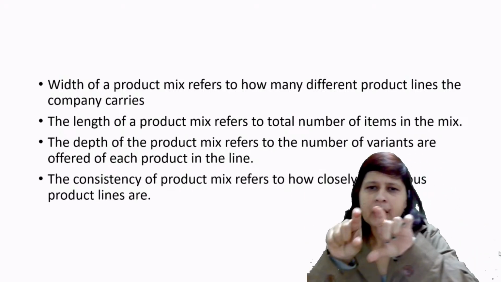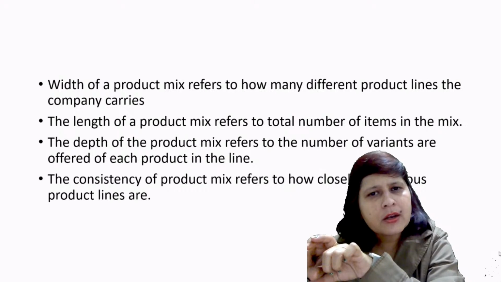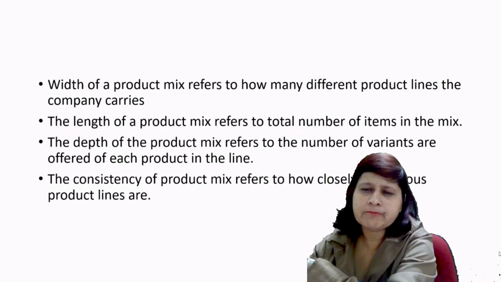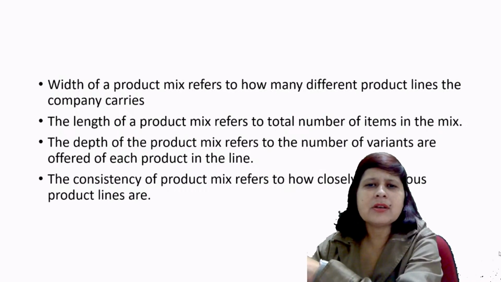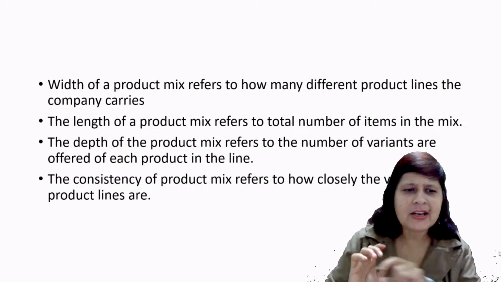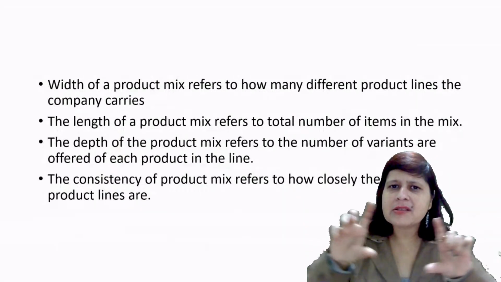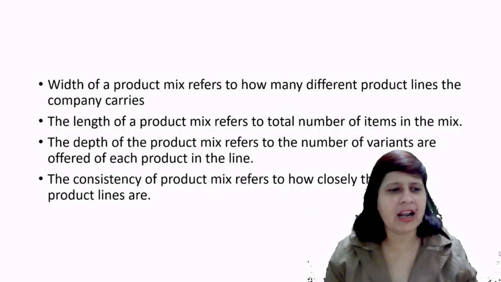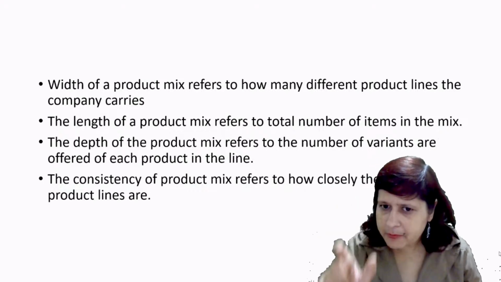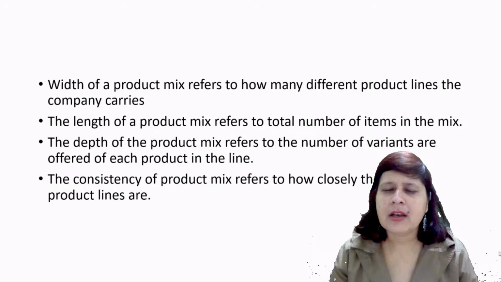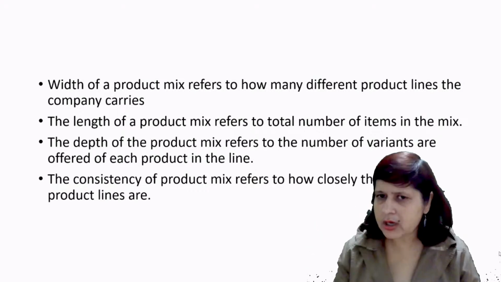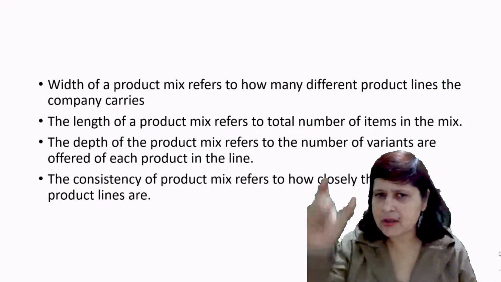Suppose beauty care, electronics, kitchen utility items, garden related products, and then say another product is say electrical products, right? So width of any product mix is how many different product lines the company carries, different segments. The length of the product mix refers to the total number of items in the mix. The total number of items in the mix, that is the length of the product.